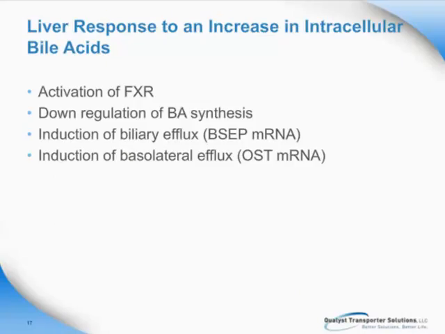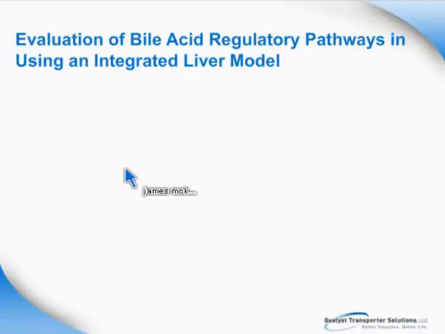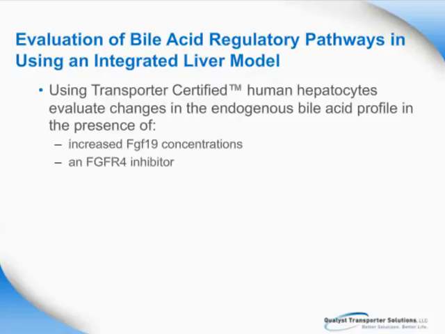So when we have an intracellular concentration of bile acids that begins to increase above the comfort zone of the hepatocyte, if you will, we see activation of FXR, downregulation of bile acid synthesis, and we also see induction of BSEP, and we see induction of basolateral efflux transporters such as OST. So when we evaluate bile acid regulatory pathways, we have to use this complex integrated model. And as I said, using transporter-certified hepatocytes gives you confidence that we're getting the same type of transporter functionality across donor groups.